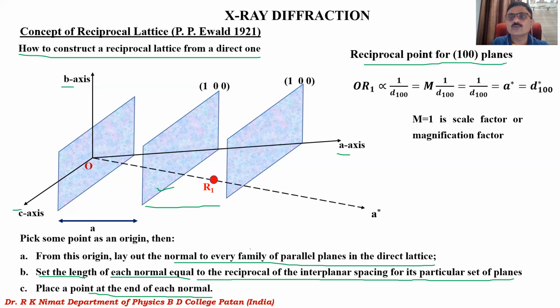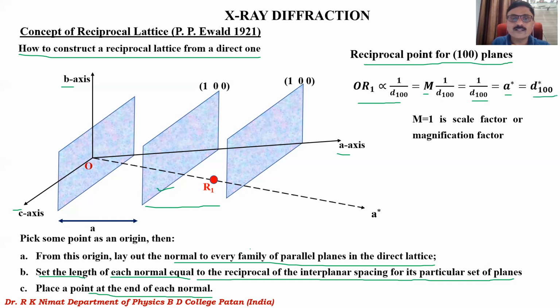You can show the reciprocal lattice point for the 1, 0, 0 plane as OR1, and it is proportional to the reciprocal of the interplanar spacing, meaning 1 upon d1, 0, 0. Taking the constant of proportionality m, it is called the scale factor or magnification factor. We can write OR1 is equal to m into 1 upon d1, 0, 0, and generally the scale factor is 1, and therefore OR1 is equal to 1 upon d1, 0, 0, and this is the unit reciprocal lattice vector along the a axis. It is also represented as d1, 0, 0 star.